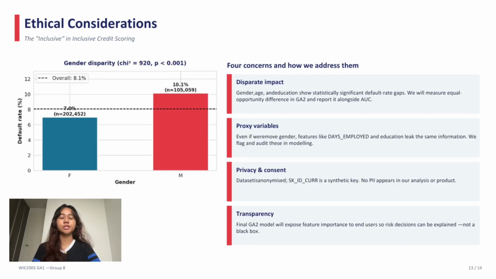For ethical concerns, on disparate impact we will report equal opportunity difference alongside AUC. Proxy variables: features like education leak gender, so we audit them. Privacy: the data is anonymized, no PII. Transparency: our GA2 model will expose feature importance, not be a black box.